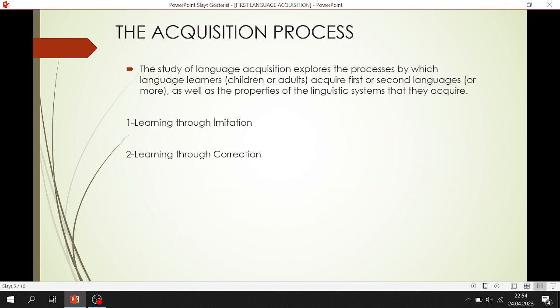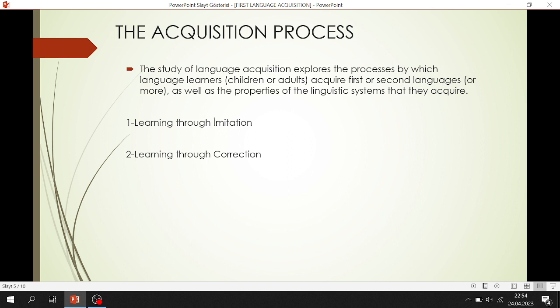Acquisition process. The study of language acquisition explores the process by which language learners acquire first or second languages, as well as the properties of language systems that they acquire. Let's focus on two things: learning through imitation, learning through correction. Learning through imitation. Child may repeat single words or phrases, but not the sentence structure. For example, when I say the dogs are hungry, then a child at this stage can repeat: dog hungry.